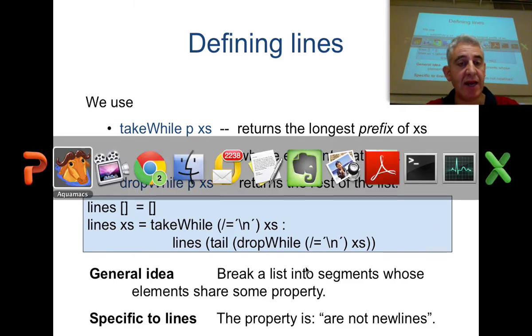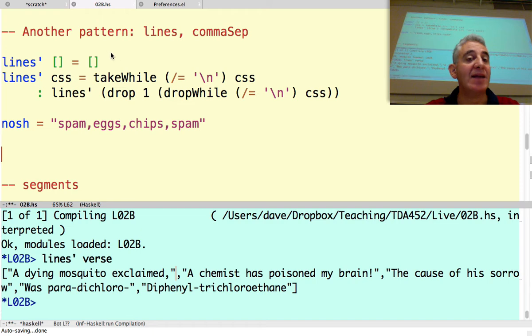Okay, but the point in any case is that this is a pattern that is actually more general. There are more general things that we would like to do than just take the lines. Here's an example. We might have a comma-separated list of items. We might want to split that into a list of items. So what would that look like?